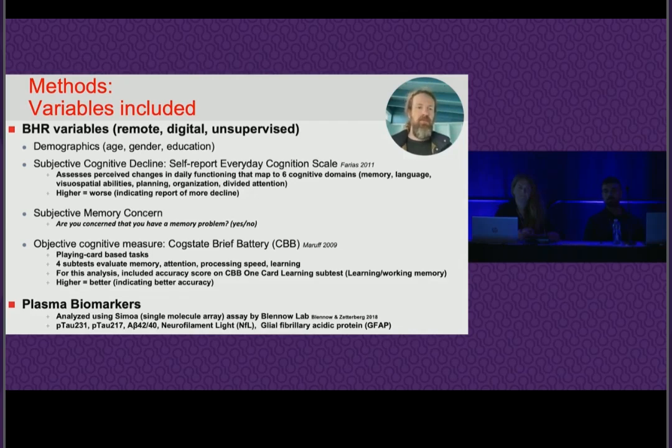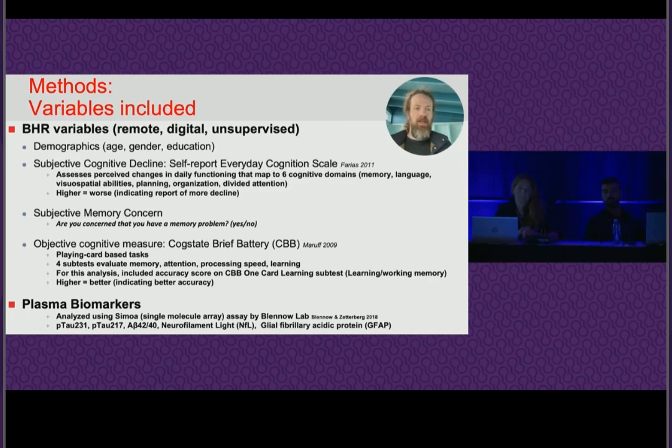We also looked at subjective memory concern. This is a question: Are you concerned that you have a memory problem? Yes or no? We also looked at objective cognitive measures, the Cogstate Brief Battery. This is a playing card-based task. We used 4 subtests. For this analysis, we included the accuracy score on the CBB one-card learning subtest. Higher is better, indicating better accuracy.